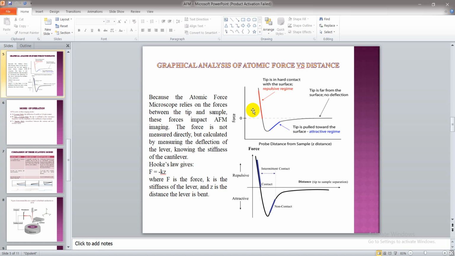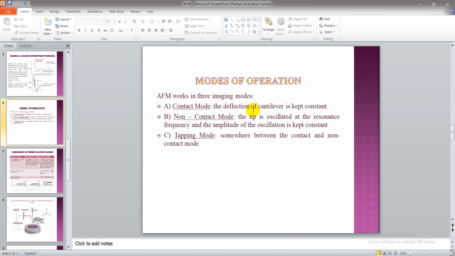Negative sign indicates that whether we are moving, that overall behavior is negative in nature. Now these are the modes I mentioned. In contact mode, the deflection of the cantilever is kept constant.